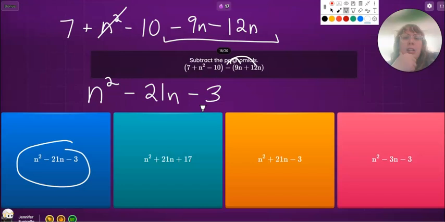Make sure to use your calculator when you're doing these operations, and the order is important. When we're working with negative numbers and addition and subtraction, you just want to make sure you're looking at how you're combining those terms, okay?